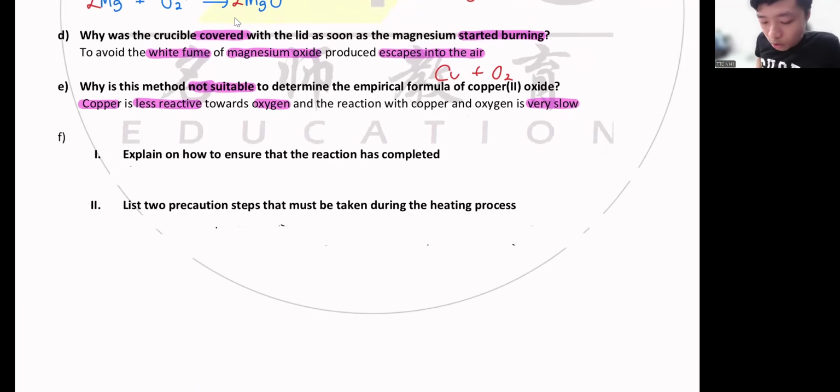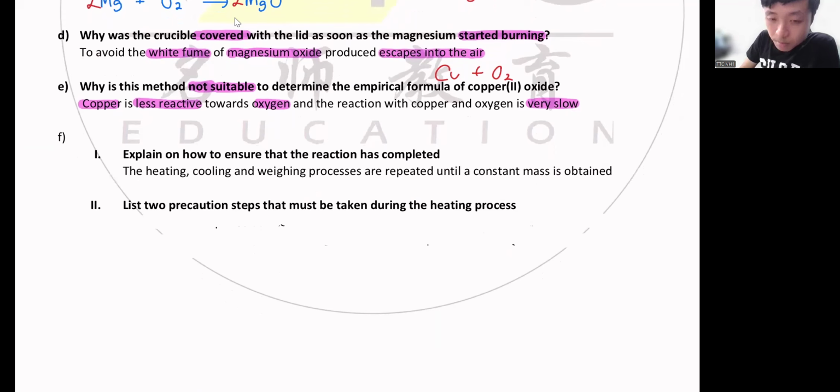So I explain how to ensure the reaction has completed. Completed means, how do we make sure 100% of Mg has become MgO? How? You have to repeat the heating, cooling, weighing process until you get a constant mass.